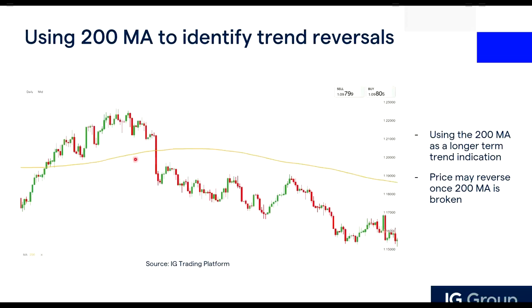Of course, if you use this 200 moving average on a very low time frame chart, like a 1 minute chart, then it isn't really a long-term trend. So try to use it on a higher time frame, such as a daily chart, 4-hourly or weekly chart, to determine the longer term trend.